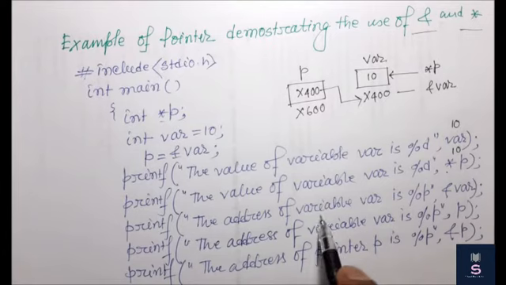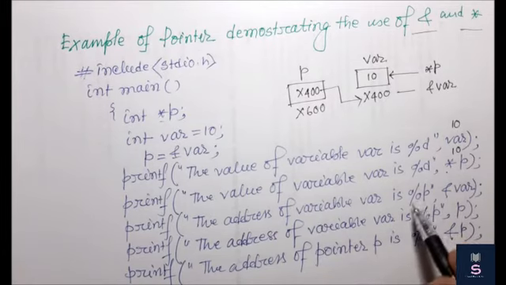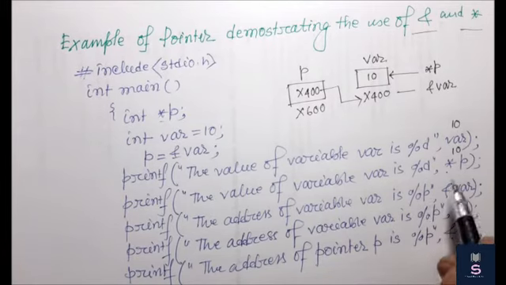Next, the address of the variable is %p. You know that %p is a format specifier which is used for displaying the address in hexadecimal format, or you can say hex format.